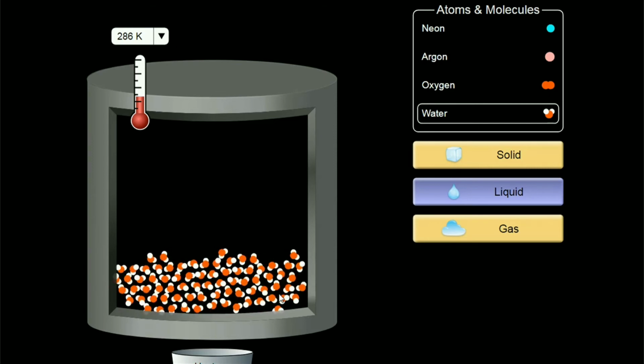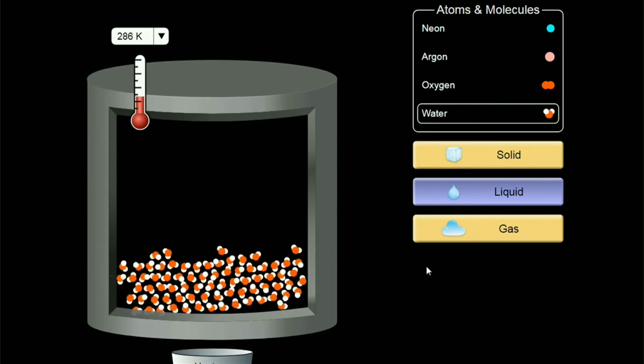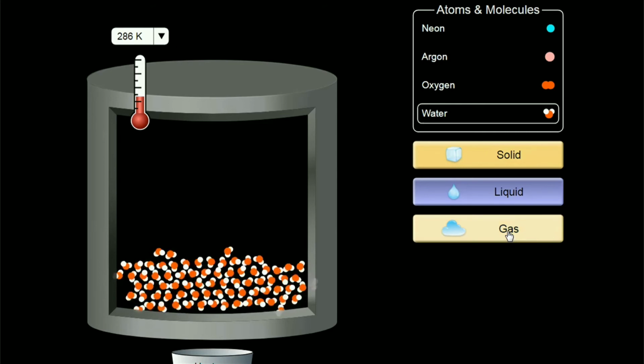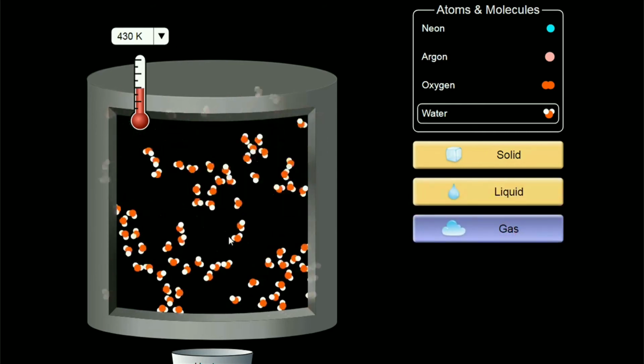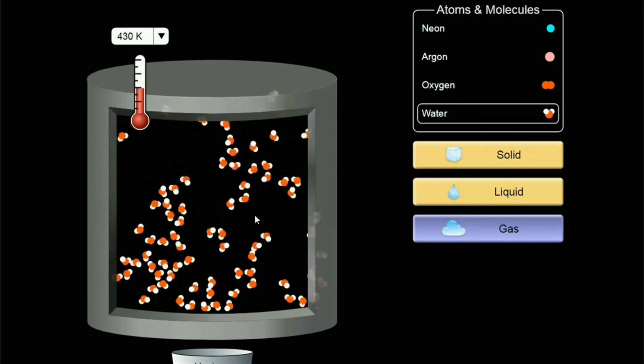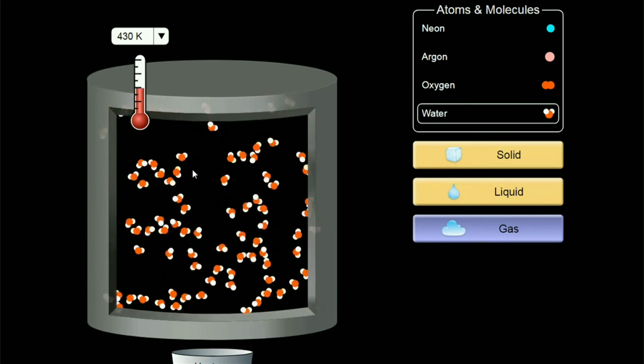And when this water is converted into steam, that means the gaseous state of water, look at this one, the particles can move freely, they are free to move, and they have the highest kinetic energy.